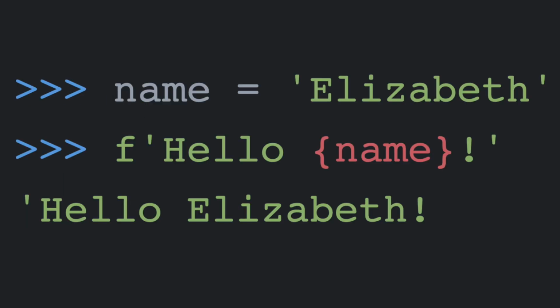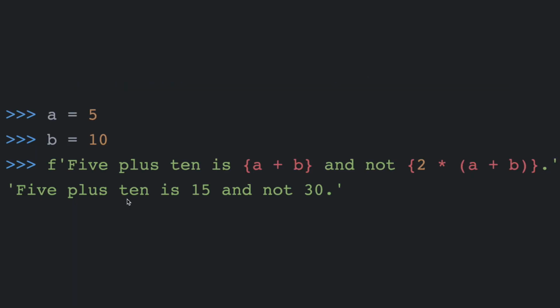F-strings are in some ways an even better way of putting variables into a string. You start the string with the letter F, and then you use curly braces, and you can put the variable right in here. So we're using the variable inside the string. In an F-string, you can also do arithmetic, or put any code you like within the curly braces. So you can see a plus b, 2 times a plus b, and it's right within those curly braces.